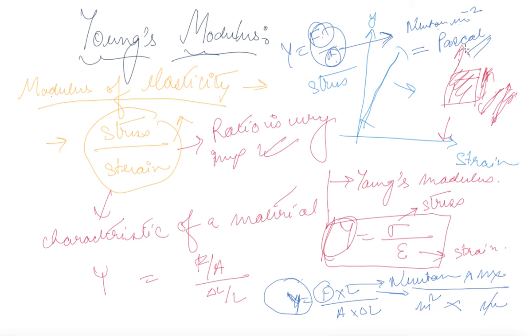Now Pascal is also the unit of pressure. So Young's modulus in some way gives us a vague idea of what is pressure. How much pressure can a body take? This is what Young's modulus is pointing to. But please keep in mind, Young's modulus is not equal to pressure, but something that we can think of as how much pressure a substance can take. So this is what Young's modulus actually talks about.